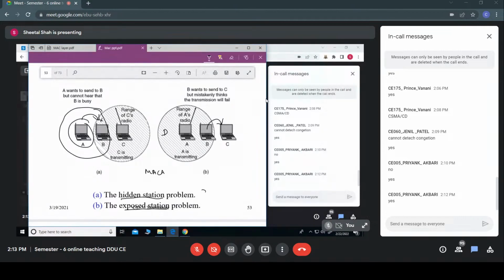So with problems like the hidden station and the exposed station, it cannot use CSMA/CD, isn't it? And we have come up with a solution for this also, which we'll see as we go further.